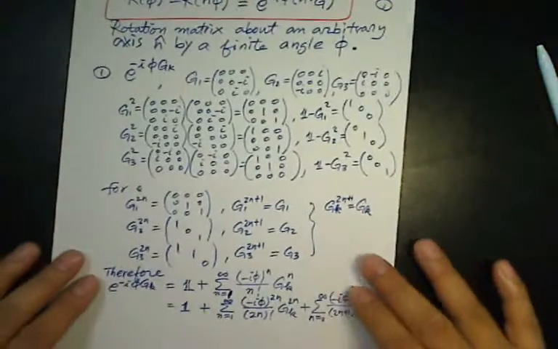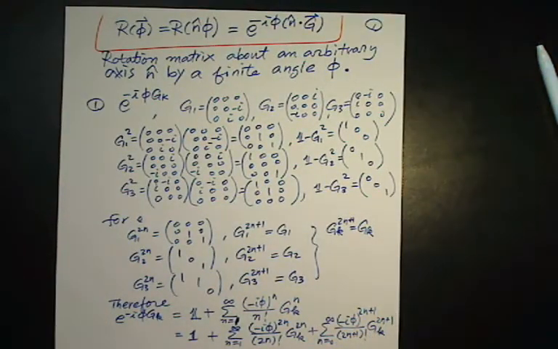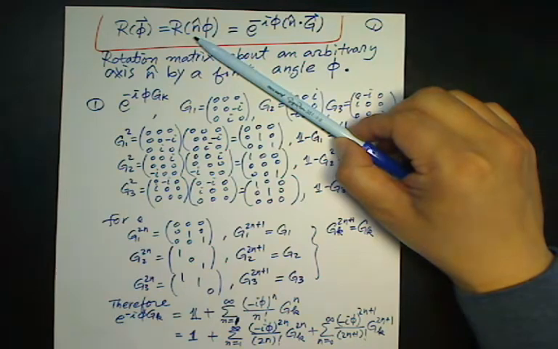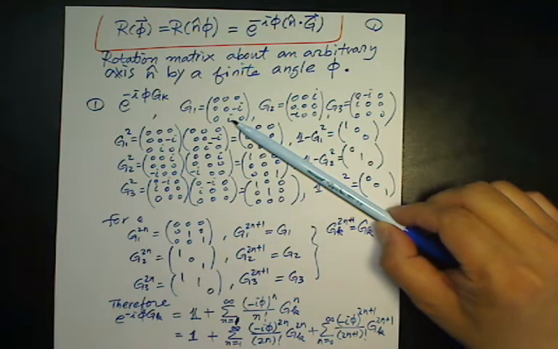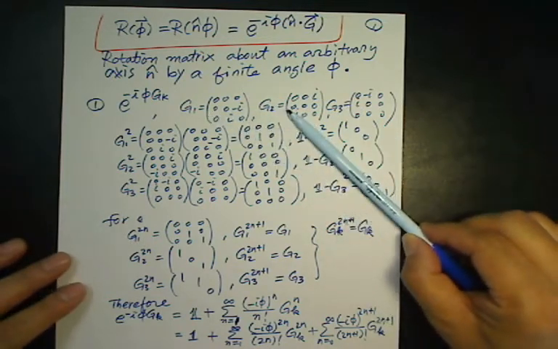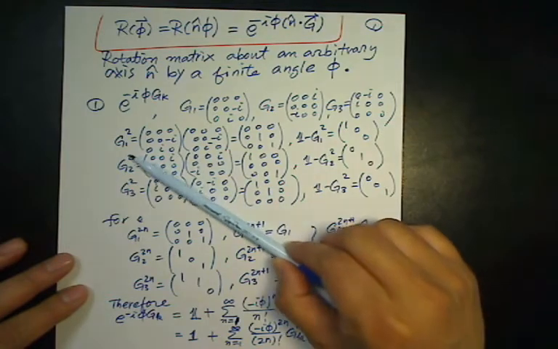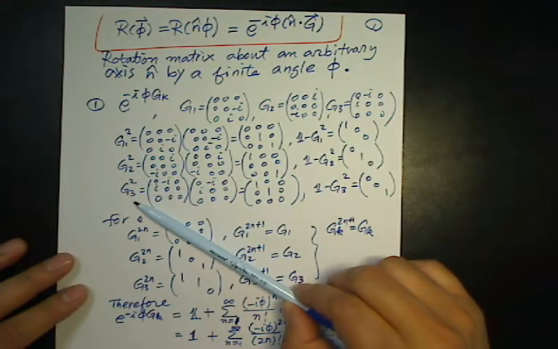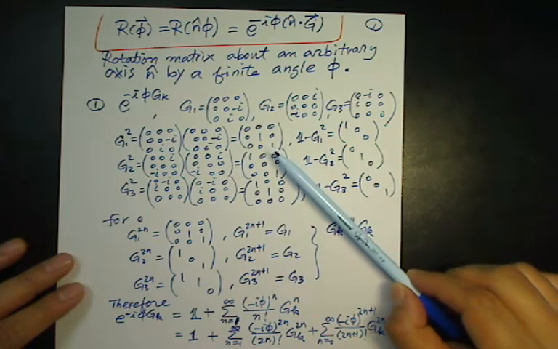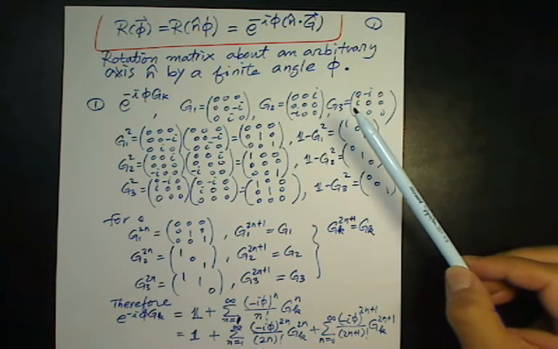Alright, so let us consider the case of finite rotation about an arbitrary axis n hat. We recall that if the axis is the x-axis, y-axis, or z-axis, we obtain these three generators. The square matrix of each generator will be of this form, very similar to the case of the Pauli sigma matrix.